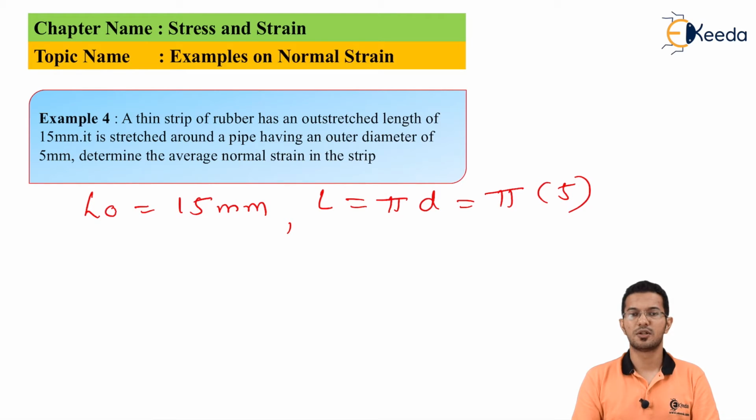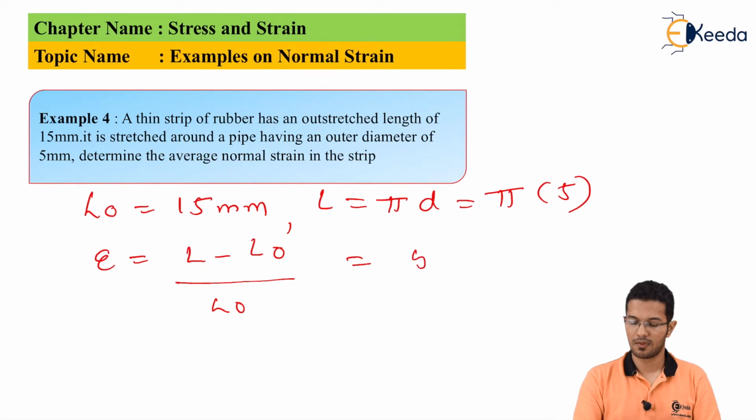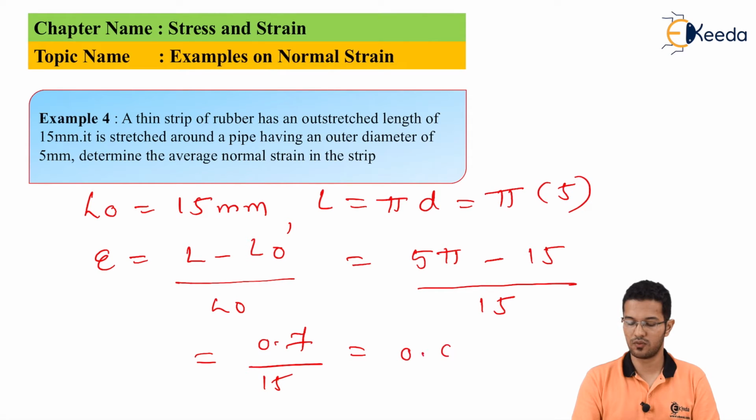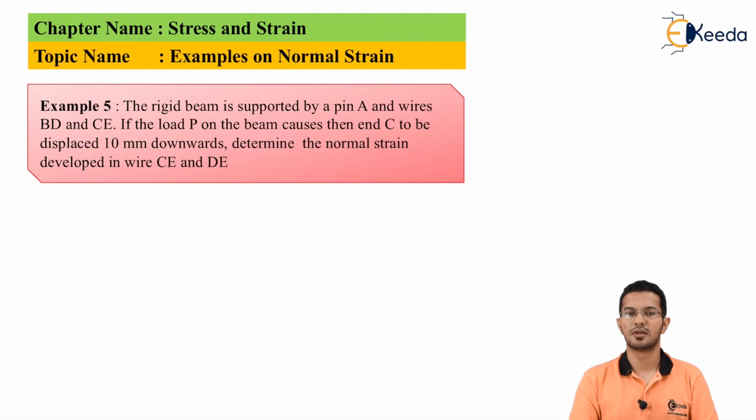We know that epsilon is equal to L minus L0, the whole upon L0. We have got L to be as 5 pi and L0 as 15. Let's write it down as 5 pi minus 15, the whole upon 15. So epsilon is equal to 0.7 the whole upon 15, which is equal to 0.046.